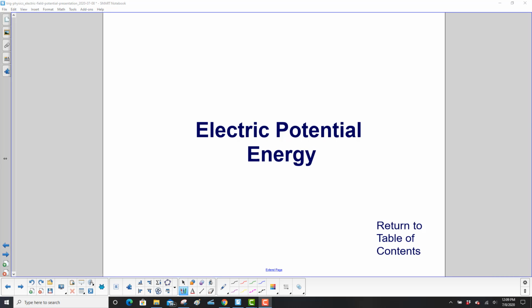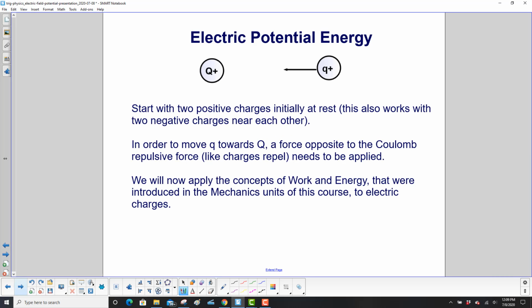Electric potential energy. Start with two positive charges initially at rest. This also will work with two negative charges, but we had to choose one of them. In order to move charge Q this way, a force opposite to the Coulomb repulsive force needs to be applied, right? Because if you just put two positive charges next to each other, they'll repel.